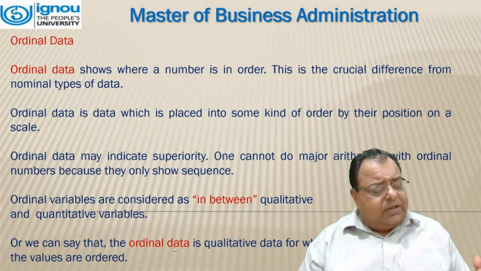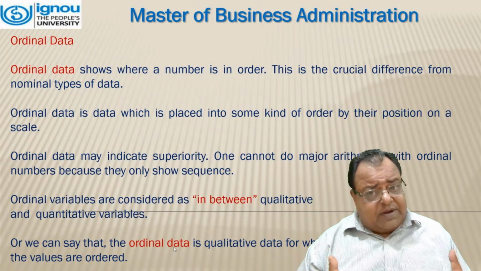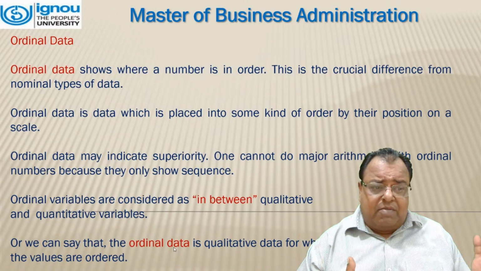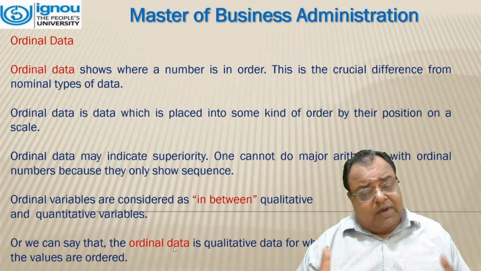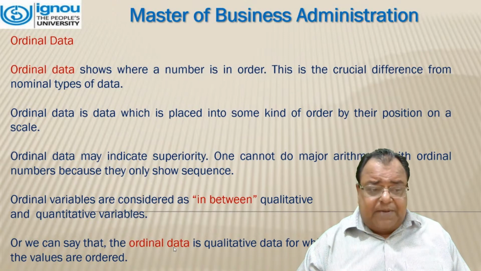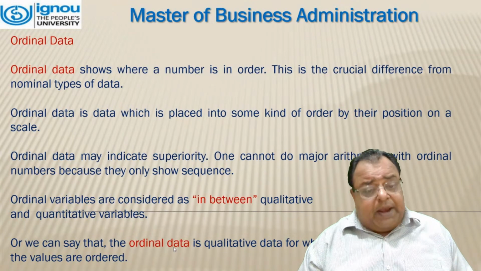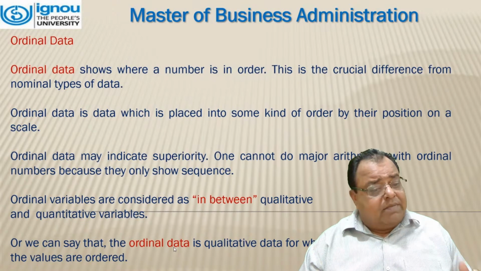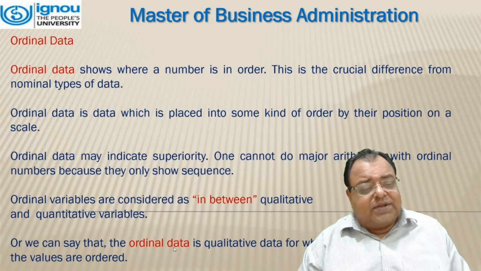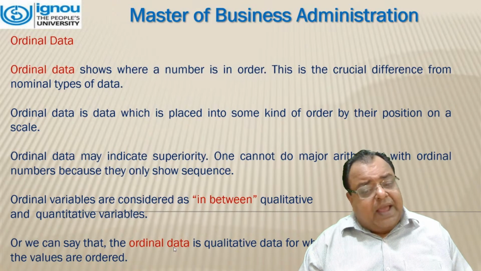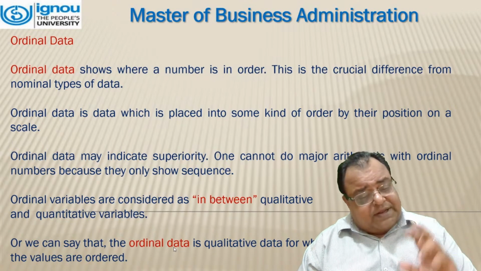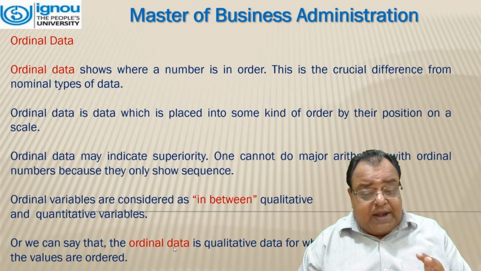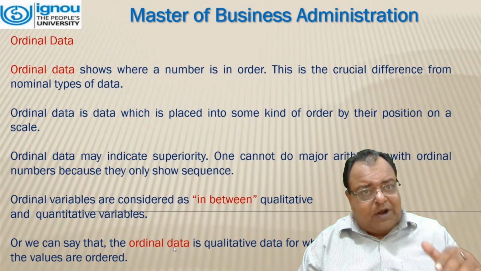Ordinal data. This shows where a number is in order. This is the crucial difference from the nominal type of data. Ordinal data is data which is placed into some kind of order by its position in a scale. Ordinal data may indicate superiority. One cannot do major arithmetic with ordinal numbers because they only show the sequence. Ordinal variables are considered to be in between qualitative and quantitative variables. Or we can say that ordinal data is qualitative data for which the values are ordered.